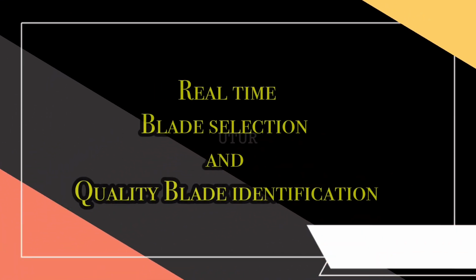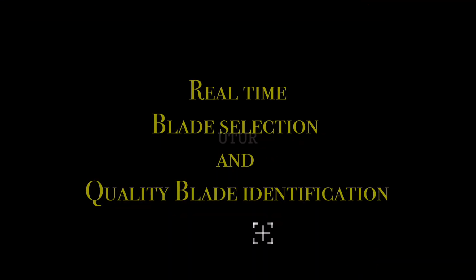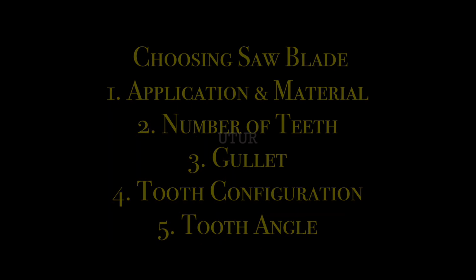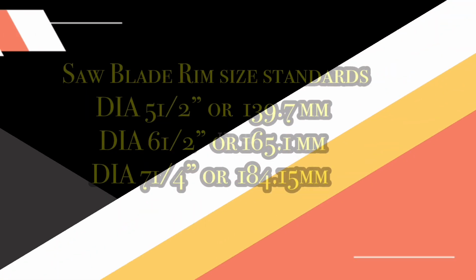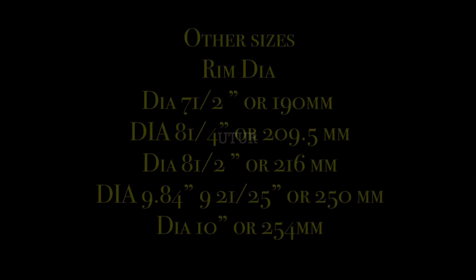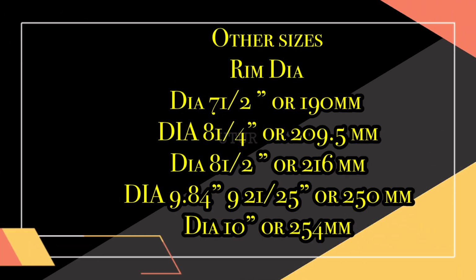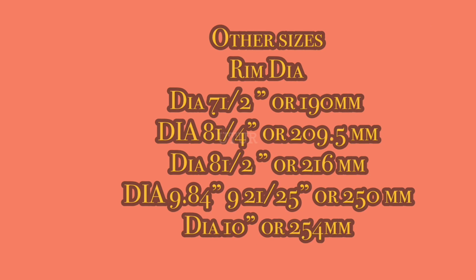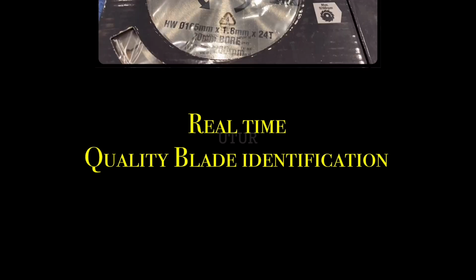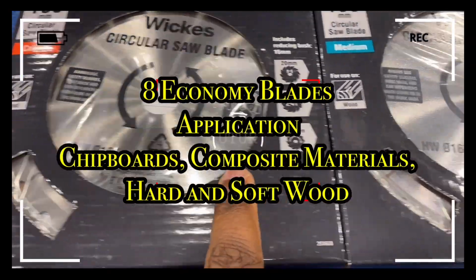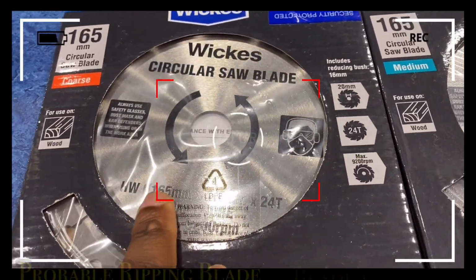So in choosing a saw blade, we've made the following considerations with respect to the application: the number of teeth, the gullet, the tooth configuration, and the tooth angle. Blades usually come in your conventional standard sizes 5.5, 6.5, and 7.25 inches, as well as other bespoke dedicated sizes from anywhere between 8.25 to about 10 inches. In this section, we will be reviewing 8 blades whose applications are for chipboards, composite materials, hardwood and softwood.